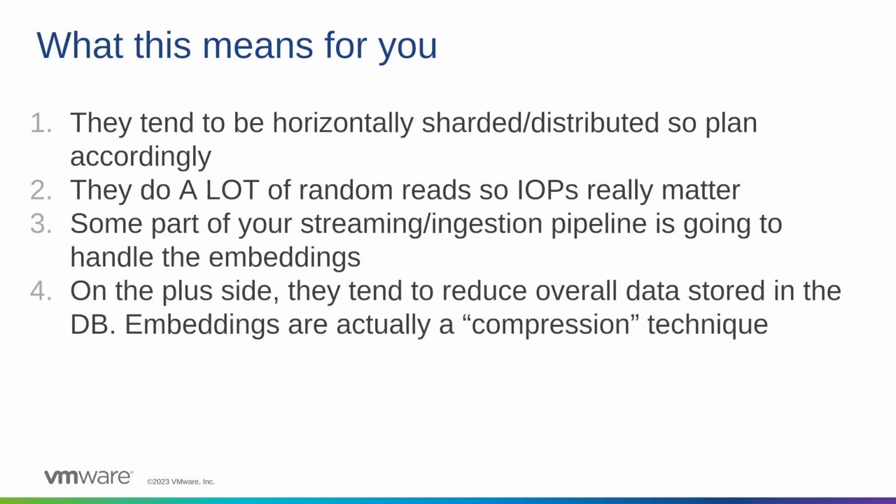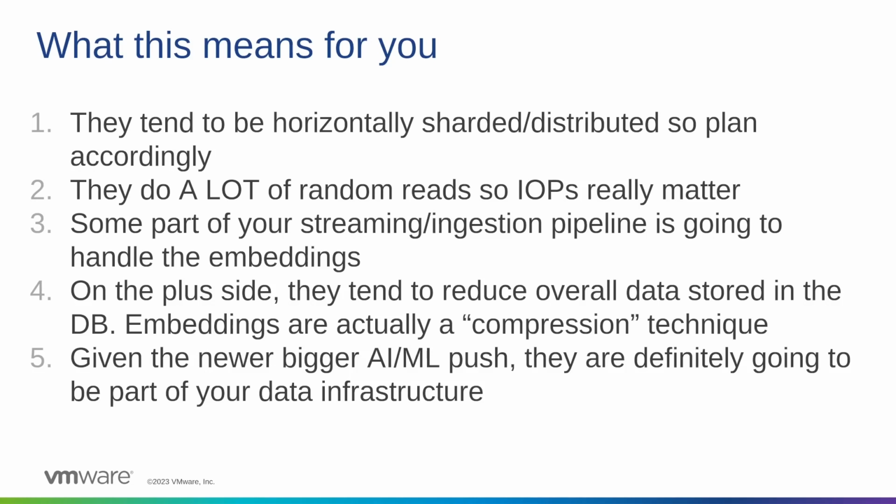On the plus side, they tend to reduce overall data stored in the database. Embeddings are actually a compression. So remember, there were all those bits in the picture of the cat. We turned it into, even the biggest vectors that we see right now are like 2,000, even maybe 5,000 elements in a vector. That's still a lot smaller. It's a single number also. It's not like red, green, blue. So that big picture is going to get reduced to a 5,000 element array. And that's what gets stored in the database. So it's a big compression technique. Given the newer, bigger AI/ML push, they're definitely going to be coming for part of your data infrastructure. I think you're probably already seeing this, but just be ready for it if it hasn't happened yet.